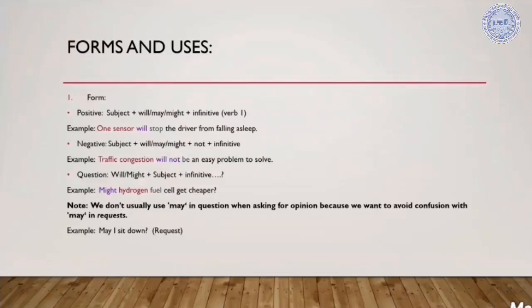As I was explaining the question form, you may have noticed that I did not include the word may in there, because this is what you guys have to remember. We don't usually use may in questions when asking for opinion, because we want to avoid confusion with may in request. For example, may I sit down? Here, it isn't asking for opinion, right? It's a request. That's why in question form, you guys should only use the word will or might.